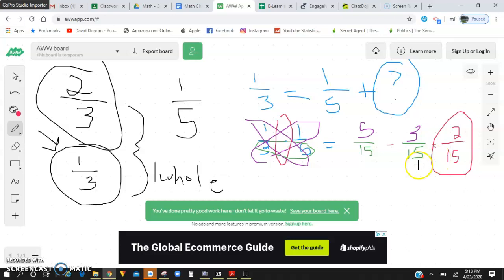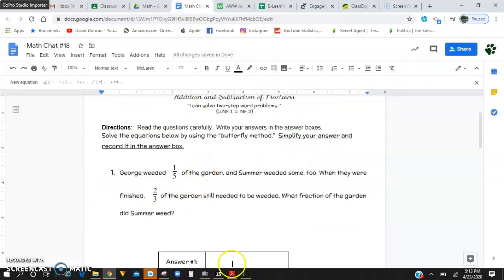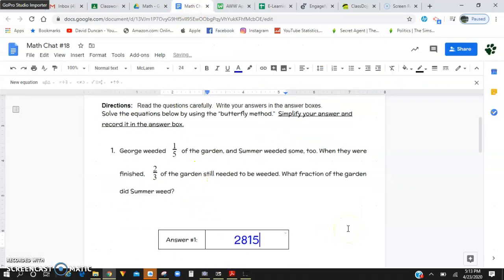So that tells me that Summer weeded 2/15 of the garden, because if I took 2/15 and added it to 1/5, I would get 1/3. And 1/3 was what Summer and George weeded, because we know when they were all done, they still had 2/3 left to do. Very confusing, very multi-step. It required you to do a lot of thinking. So I'm going to put my answer right in here of 2/15.